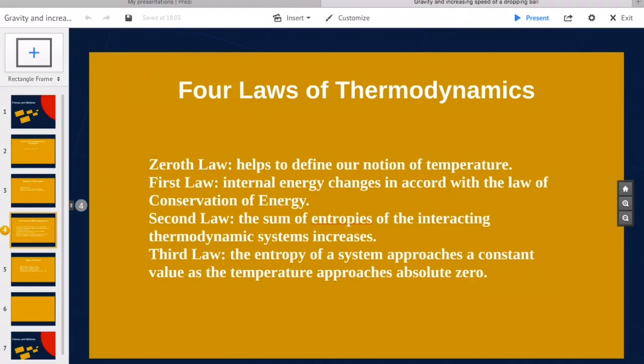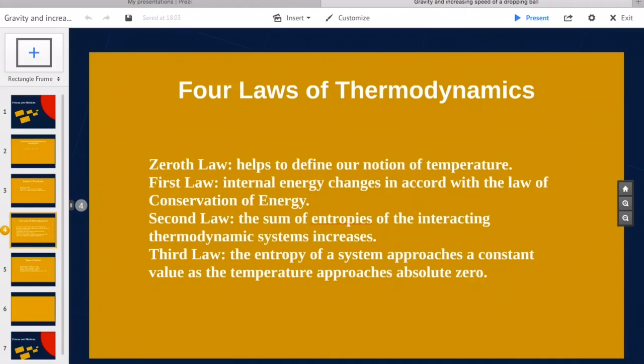Okay. First law. First law states that when energy passes into or out of a system, the system's internal energy changes in accord with the law of conservation of energy. So the first law really encompasses the law of conservation of energy, the concept of internal energy, and also work, transferring energy to or from a system. That's all about the first law.